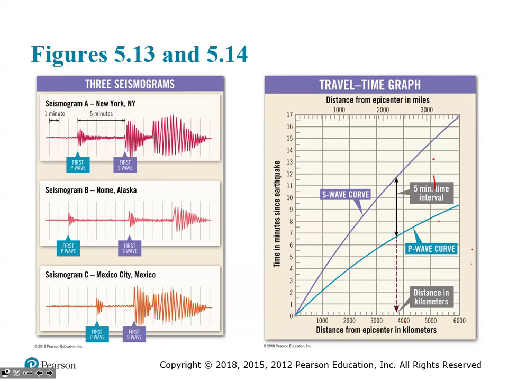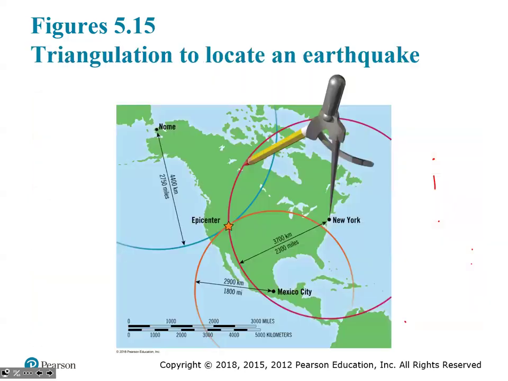And then Mexico City, that's only 4 minutes. That's right around here. So this was around 3,000 miles, or maybe 4,800 kilometers. And then Mexico City is at about 3,000 kilometers. So you can figure out the distances from each of them. And then you can draw a circle of the appropriate radius for each of them. So 4,400 kilometers from Nome, 3,700 kilometers from New York, and 2,900 kilometers from Mexico City. And they all meet at the epicenter.